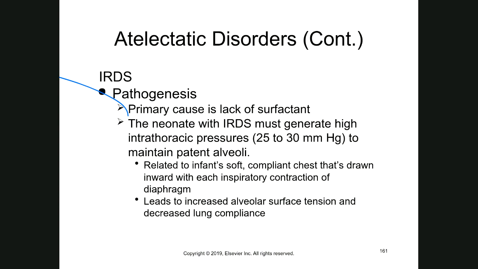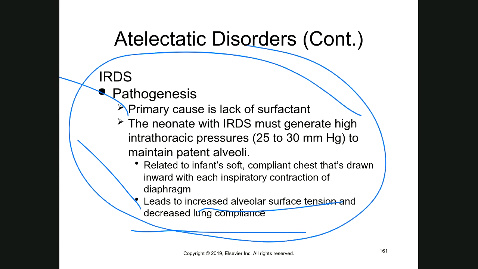The neonate must generate high intrathoracic pressure to maintain those alveoli open, basically. And that's why this can increase alveolar surface tension and decrease lung compliance. Careful with this particular one because it's very common, obviously, because we sometimes have a bunch of premature babies in the guards.